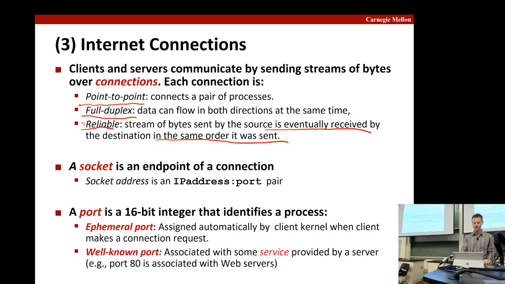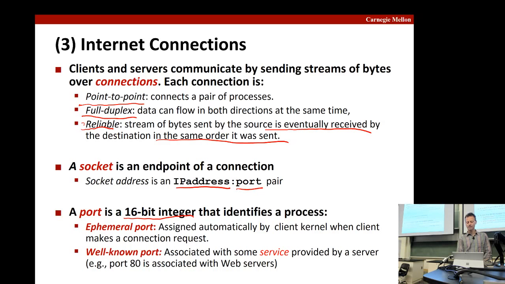All right, good. Okay, so a socket is an endpoint of a connection. For any one connection, you have the endpoint on each end of it. A socket address is simply the IP address and what's called a port, okay? A port is a 16-bit integer, so slightly smaller, that identifies a process.